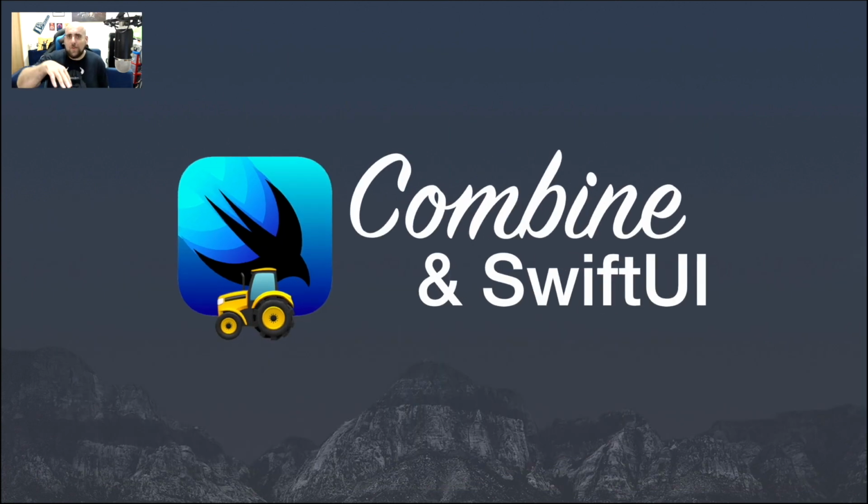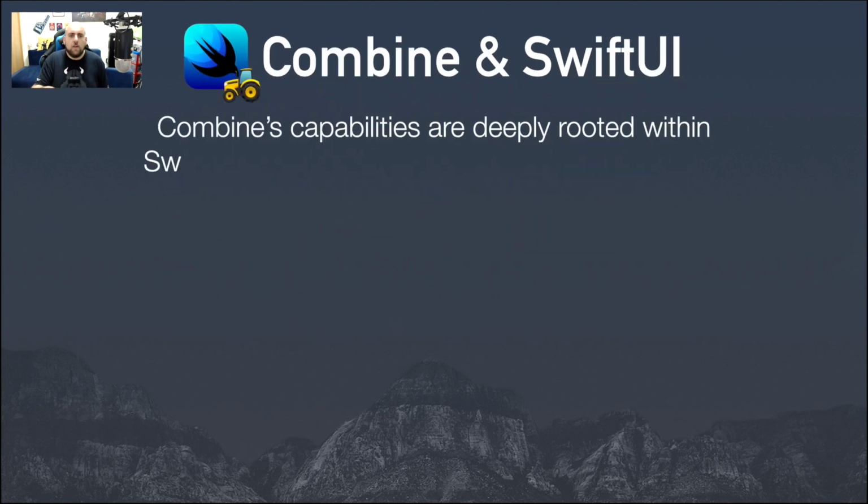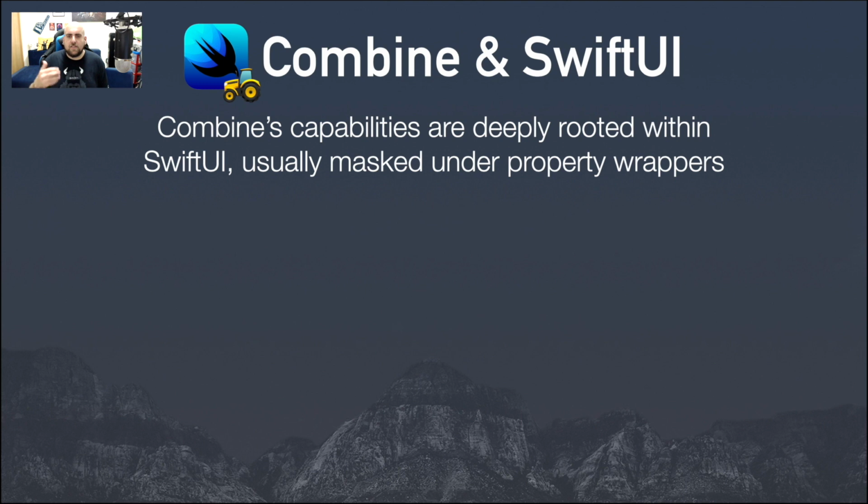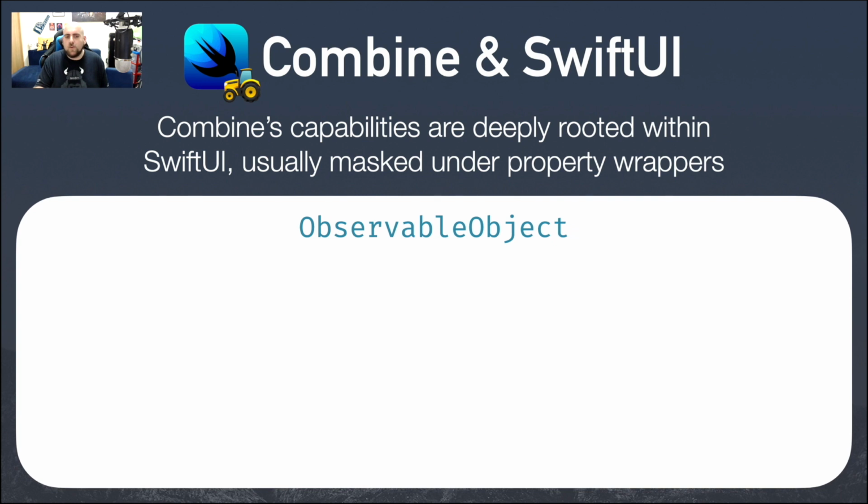So from that, I want to take a really quick intermission into how Combine drives SwiftUI, basically. Combine's capabilities are really deeply rooted within SwiftUI. The fact that they were both released in the same year is really not a coincidence. SwiftUI needs to know when things change, and Combine knows how to publish events when things change. So those two communicate really well together. I'm going to show you a couple of examples of how SwiftUI uses Publisher under the hood.